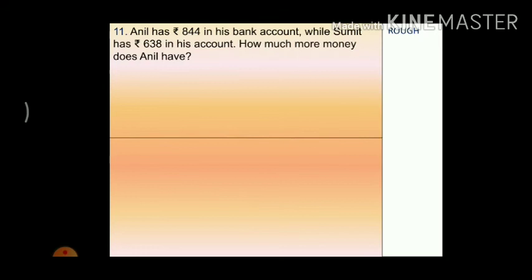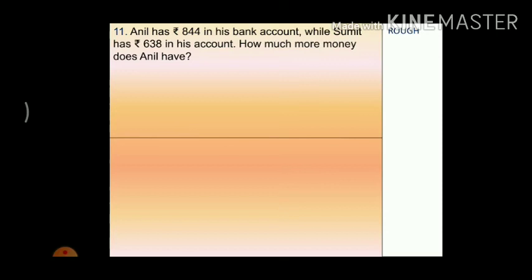Anil has rupees 844 in his bank account, while Sumit has rupees 638 in his account. How much more money does Anil have? So the question asks us, how much more money does Anil have than Sumit? So here we have to do a subtraction to find out how much more Anil has.